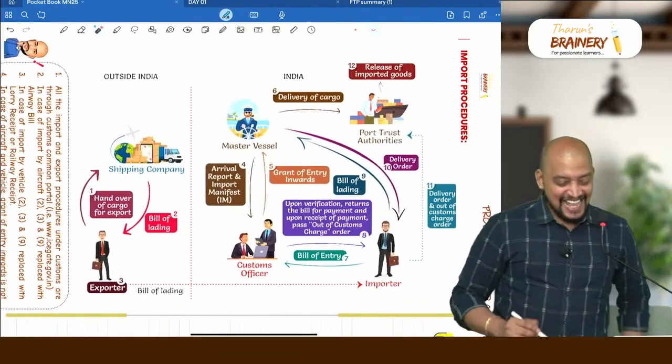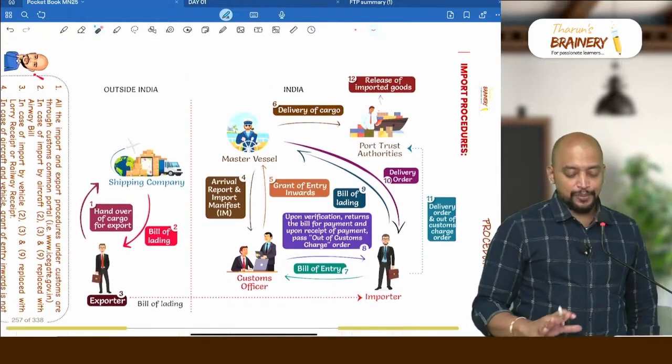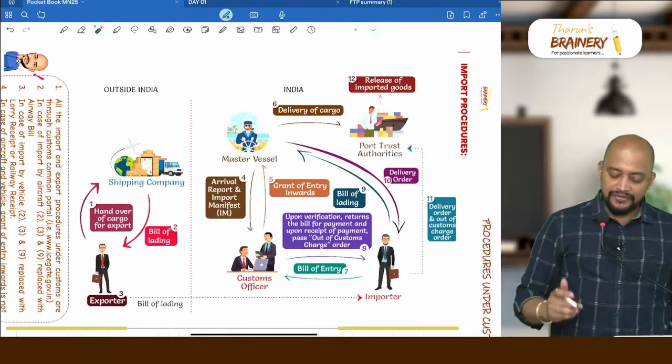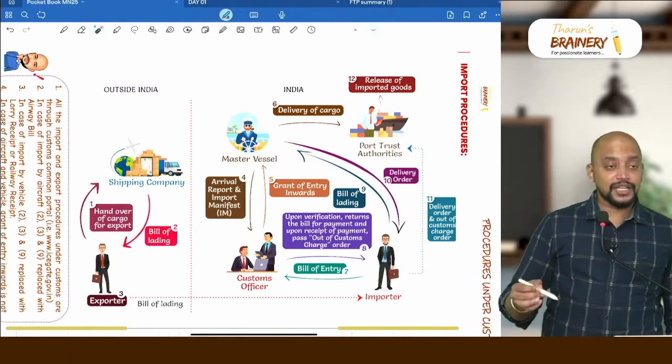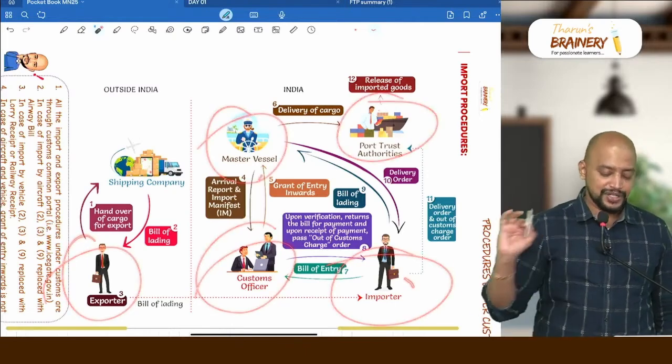Import procedures, and first we need to see what is the procedure for import by vessel. There are a total of 12 steps involved. First, who are the people involved? Exporter, customs officer, importer, master of the vessel and port trust authorities.